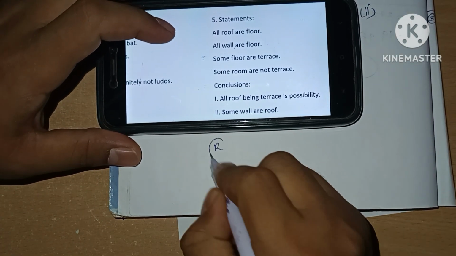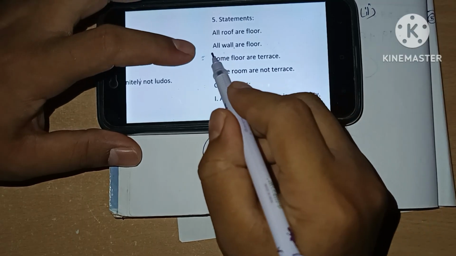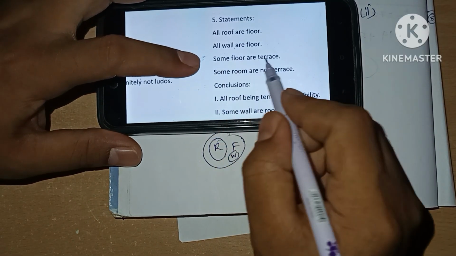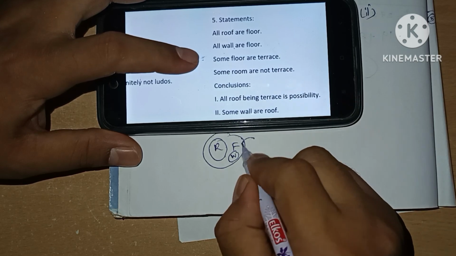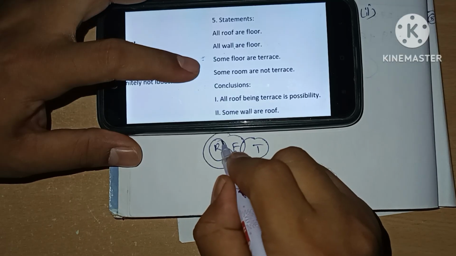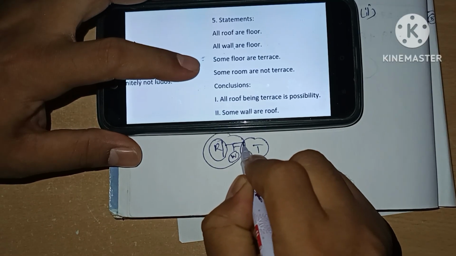All roof is floor. All wall are floor. So wall is inside floor. Some floor are terrace. This is terrace. Some room are not terrace. Some part of room is not a terrace.